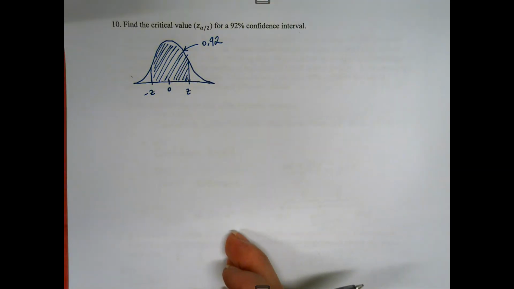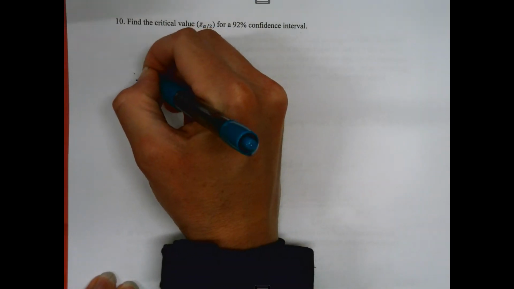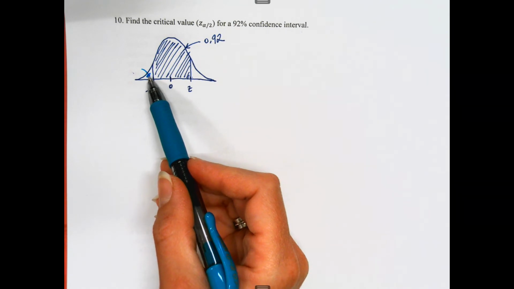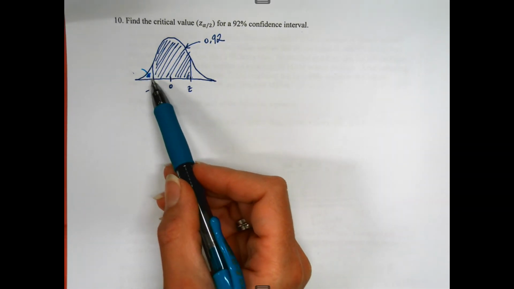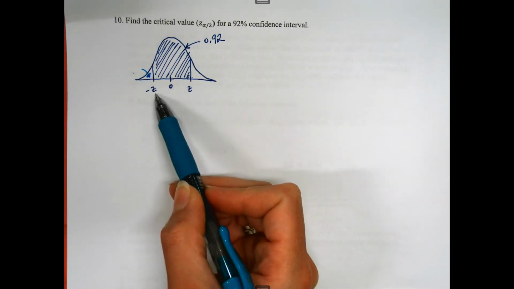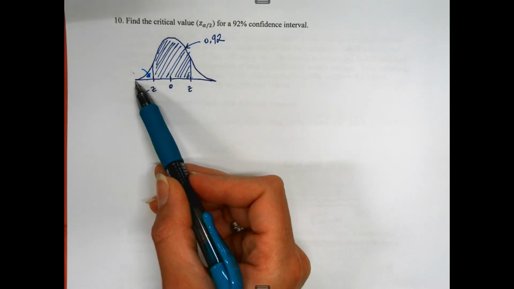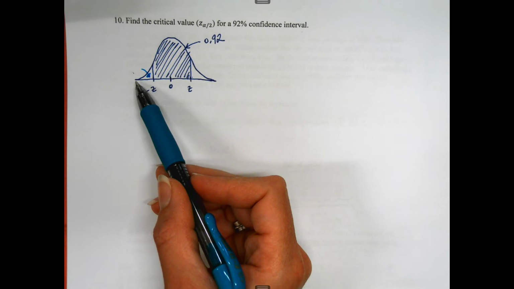In order to do that, we are going to need to find the area that is in this little piece right here. Because if we find this area and find what Z value it is associated with, it will give us the Z value for everything to the left, since the table gives area to the left.